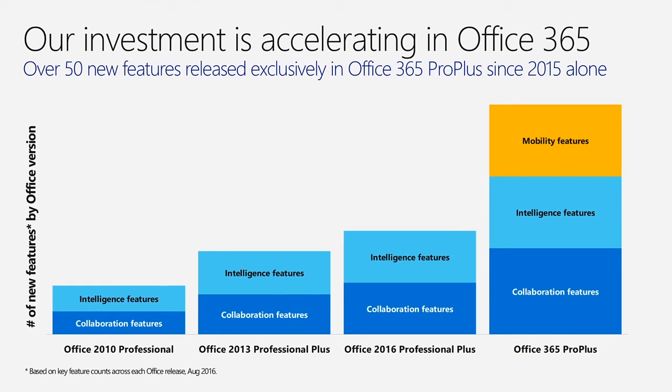Look at the feature differences here. Look how they've slowly grown, and look at the small increase when you get to Office 2016 Professional Plus. Look at the increase with Office 365 Pro Plus. And this isn't one of those unfairly representative graphs. This is real. We talked about the features getting released in Office 365 Pro Plus first, and maybe not ever making it to Professional Plus.